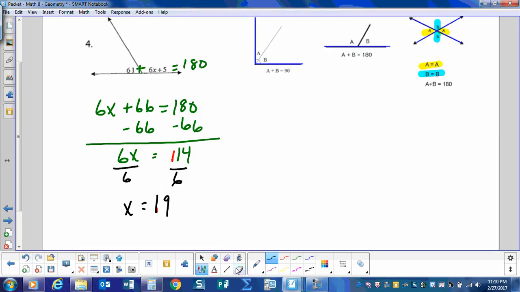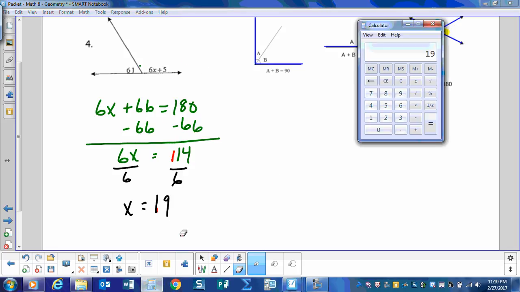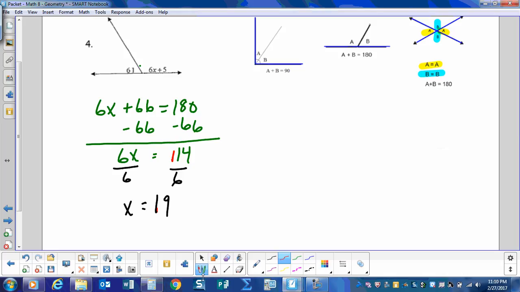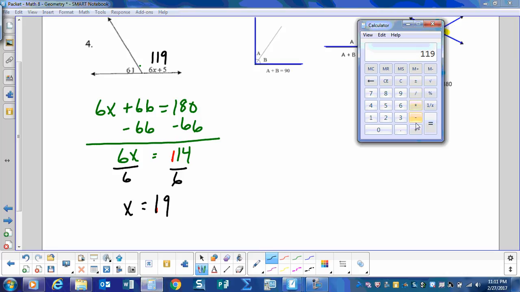Okay, so let's substitute that back in. This angle is 61, and this one is 6x plus 5, and x is 19. So 6 times 19 is 114, plus 5 is 119. So this angle equals 119, and now these two together should equal 180. Let's check that out. 119 plus 61 is 180.